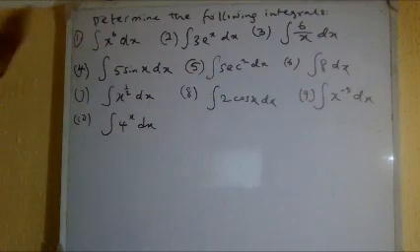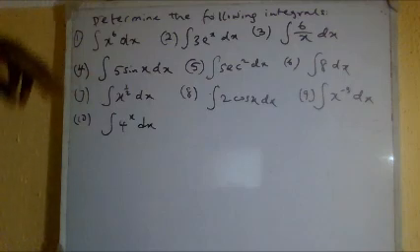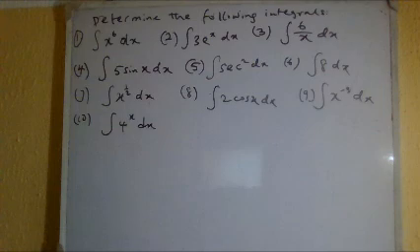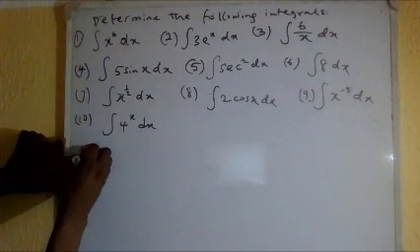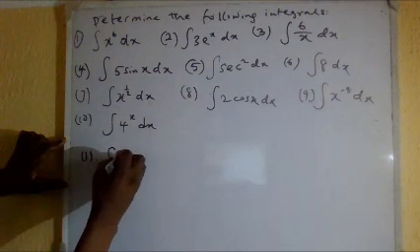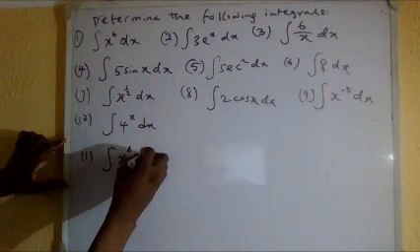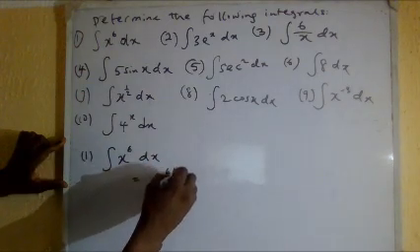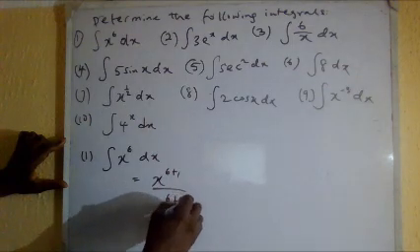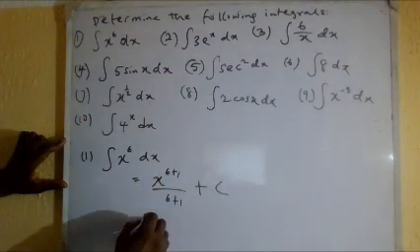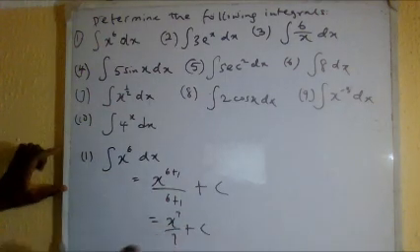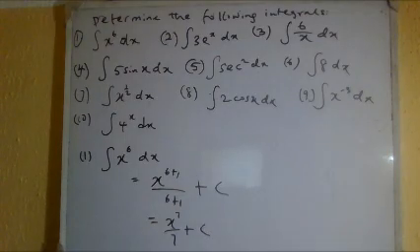This first one is basic. The power of x there is 6. Just add 1 to the power and also divide by the new power. So for number 1, the integral of x raised to the power 6 dx is x raised to the power 6 plus 1 over 6 plus 1, plus c. So the final answer is x raised to the power 7 over 7 plus c. That's number 1.